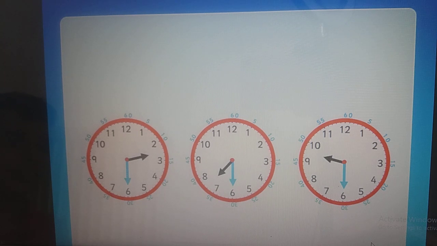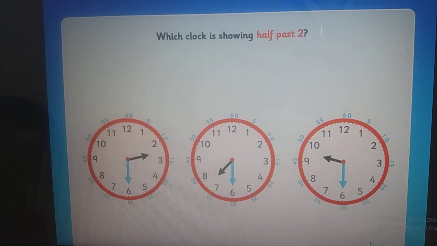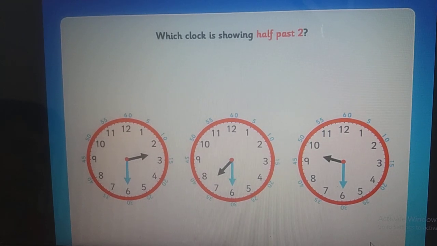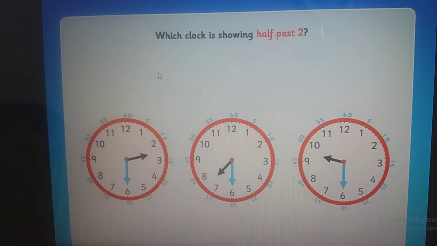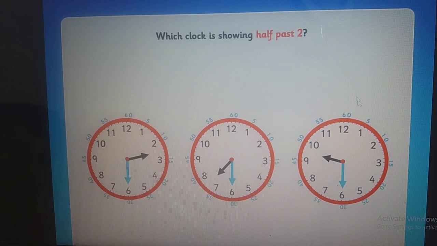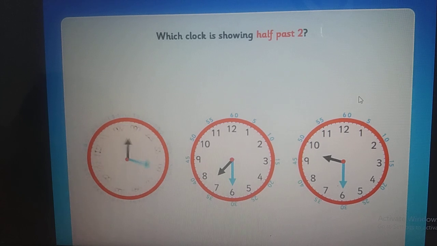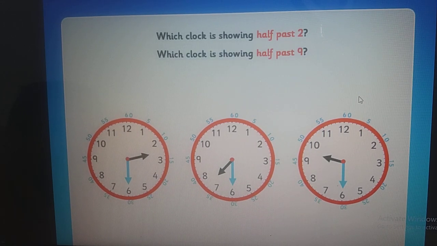3:30. Now, which clock is showing 2:30? You have to tell me the clock number. On your side, there are clocks 1, 2, and 3. You have to tell me the number of the clock. Which clock is showing 2:30? The first one is showing 2:30.